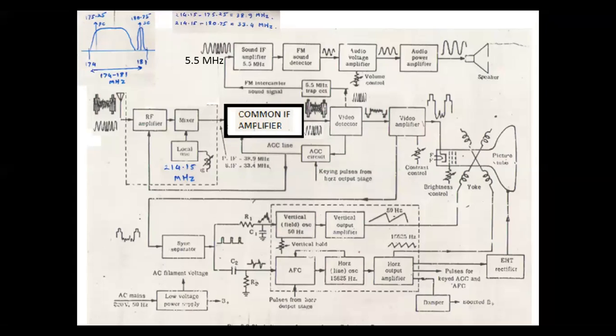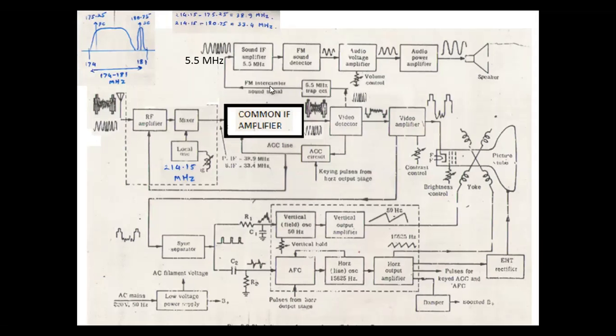All of you give attention: from the video detector, there are always three outputs. One goes to the sound section, another goes to the AGC and sync separator section, and the third goes to the video amplifier and finally to the CRT display. So always there are three outputs from the video detector. What is done at the input of the video detector: 38.9 megahertz and 33.4 megahertz, these two, video IF and audio IF signals, are beaten and the 5.5 megahertz audio intercarrier sound frequency is generated.